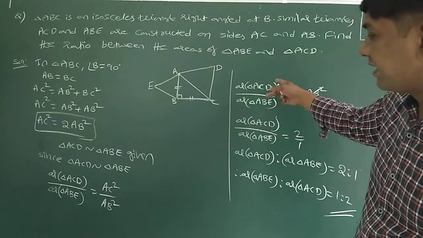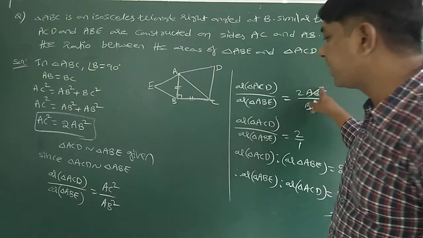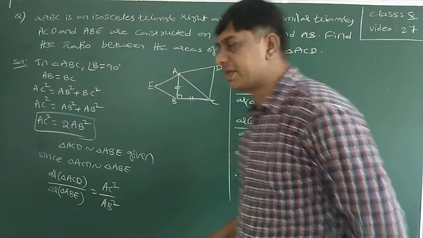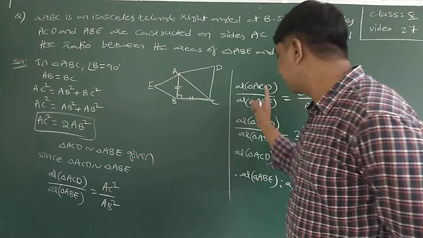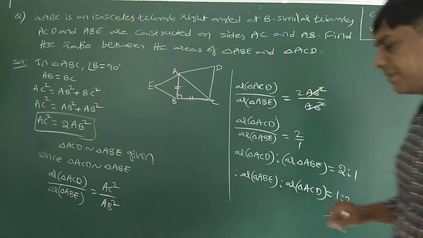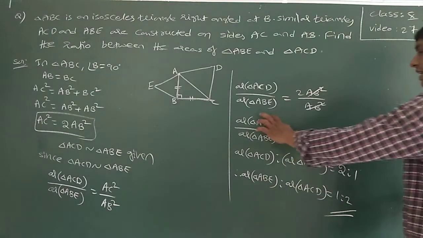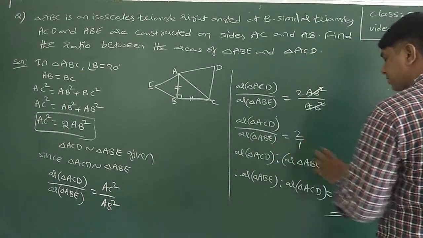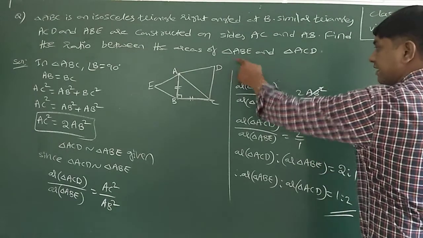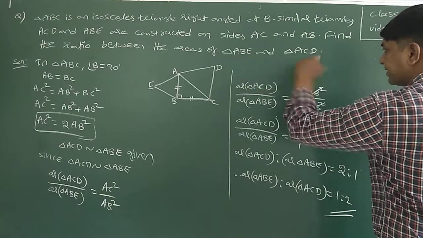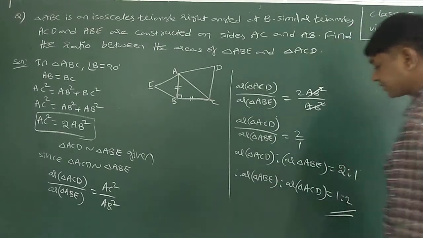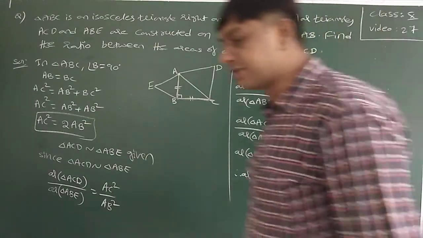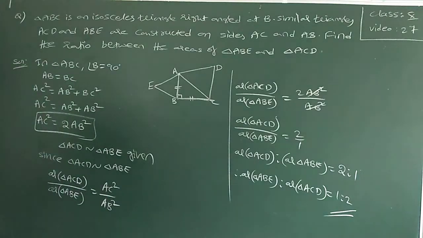So area of triangle ACD by area of triangle ABE is equal to 2AB square by AB square, cancel, 2 by 1. Area of triangle ACD is to area of triangle ABE equal to 2 is to 1. But as per the given requirement, ABE is first, ACD second, in that order. Area of triangle ABE is to area of triangle ACD is equal to 1 is to 2. Please write down.